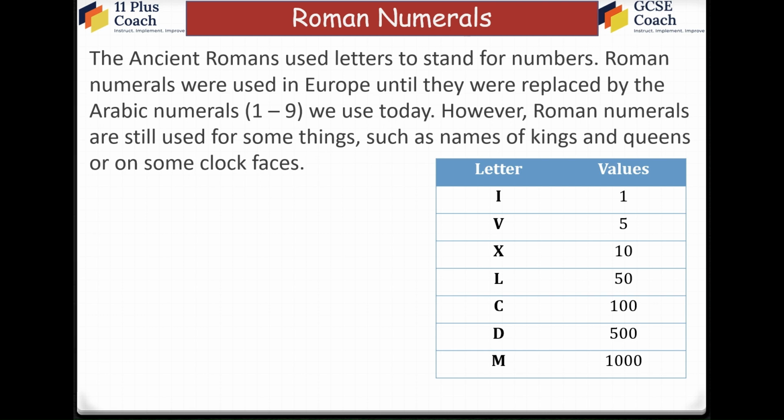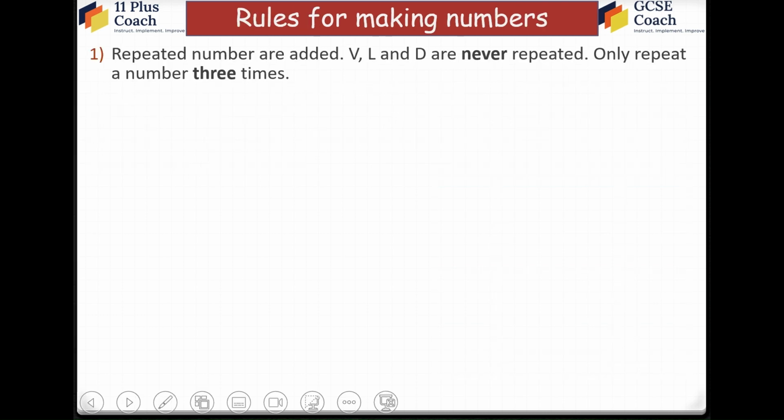So, how are they used? Let's have a look at some examples. But before we look at examples, we need to look at some rules. The Roman numerals are made by putting these letters together, but there are certain rules that you must follow. Here's the first rule: repeated numbers are added. So if you have repeated symbols or letters next to each other, that means you add them.